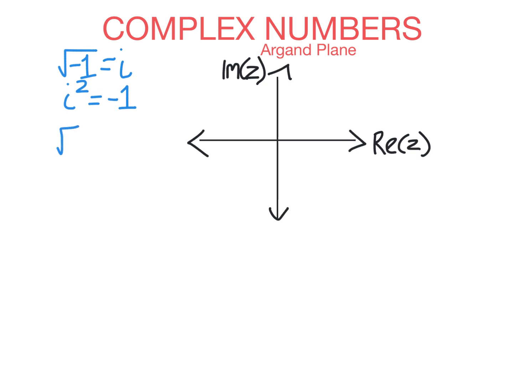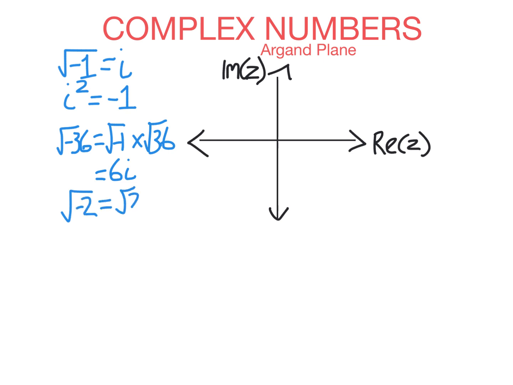So for example, something like the square root of -36, we can use our rules for surds. This is the square root of -1 times the square root of 36. Of course, the square root of -1 is just i, and the square root of 36 is 6. This is the number 6i. Similarly, if you want to square root a number like -2, it's just root 2 i. So these numbers, i, 6i, root 2 i, are imaginary numbers.